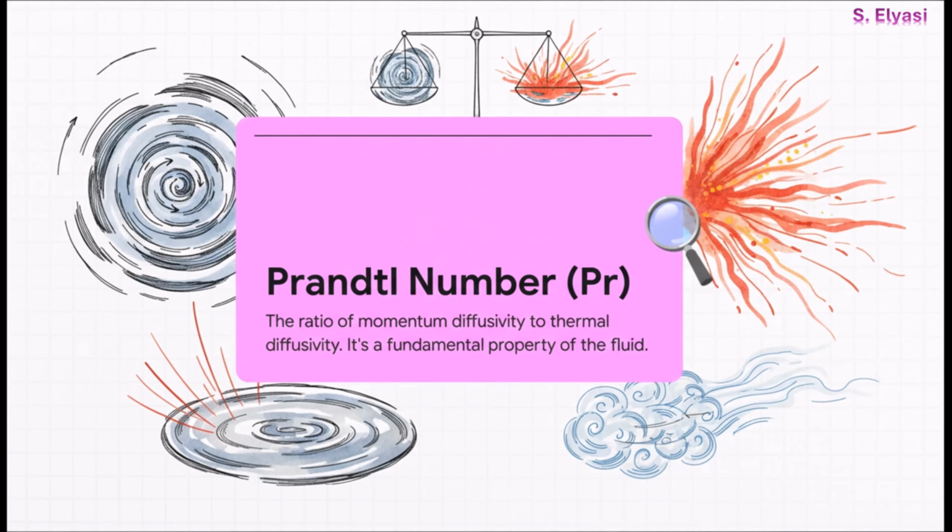Next, we've got the Prandtl number. Now this one is different. It's not about the situation, it's all about the fluid's personality. It compares how fast momentum spreads through the fluid versus how fast heat does. Think of it like this. In a liquid metal, which has a low Prandtl number, heat just zips through way faster than any motion spreads. For air, it's about 0.7, meaning they're a little more balanced.